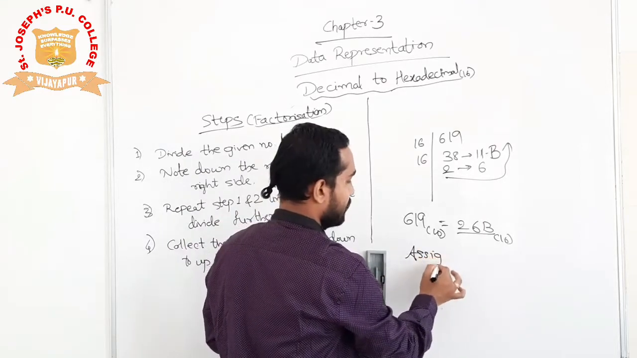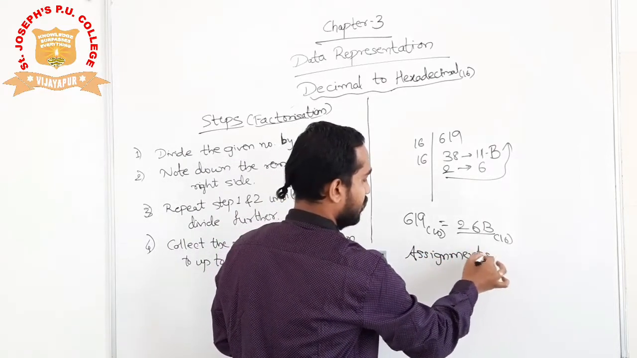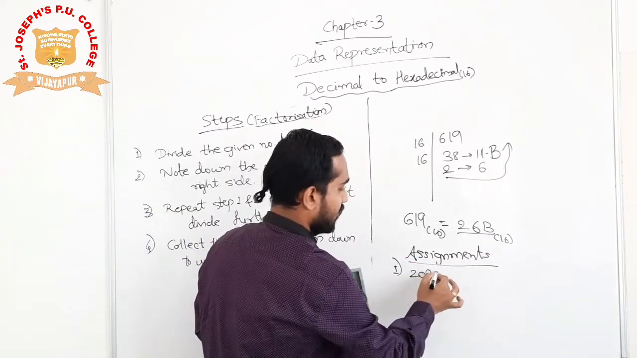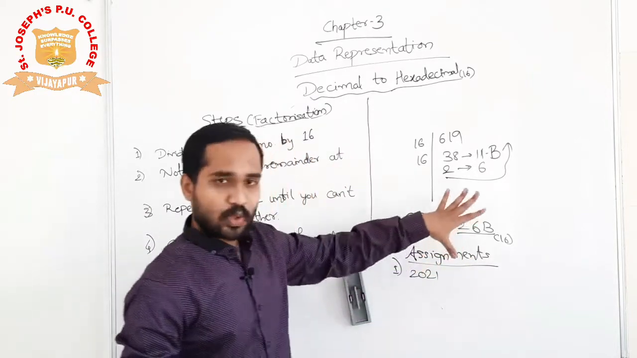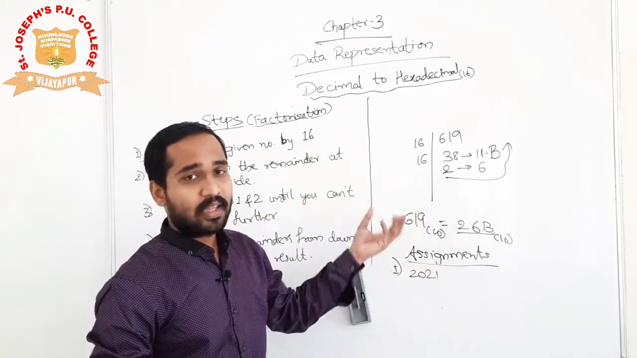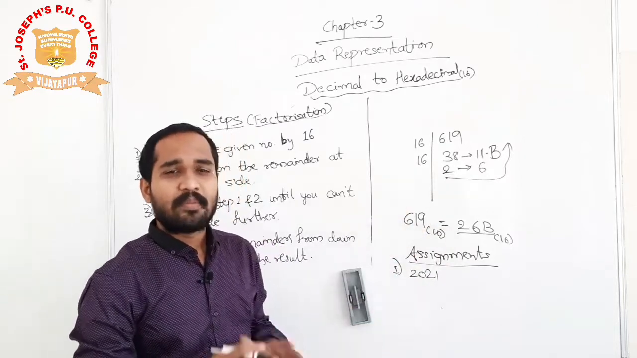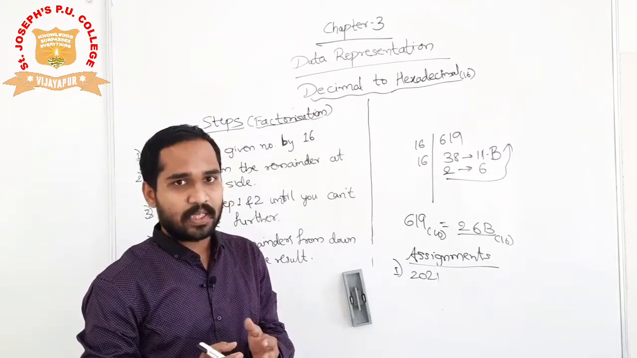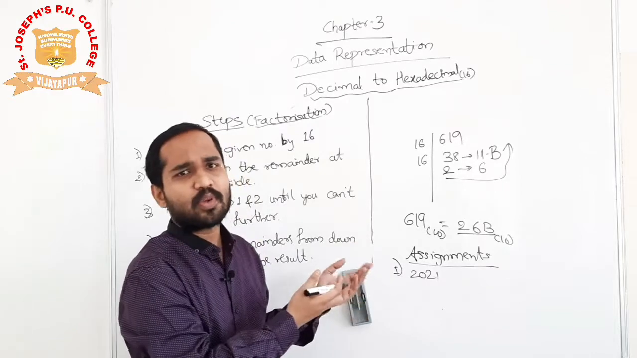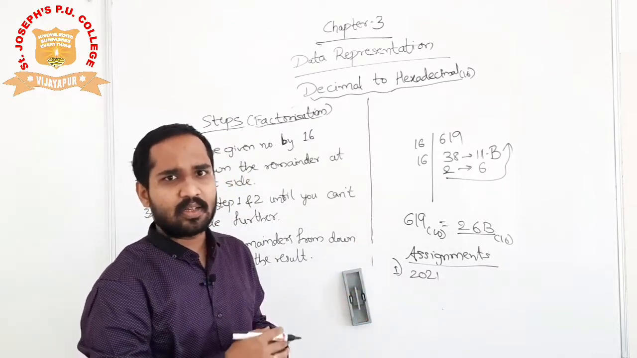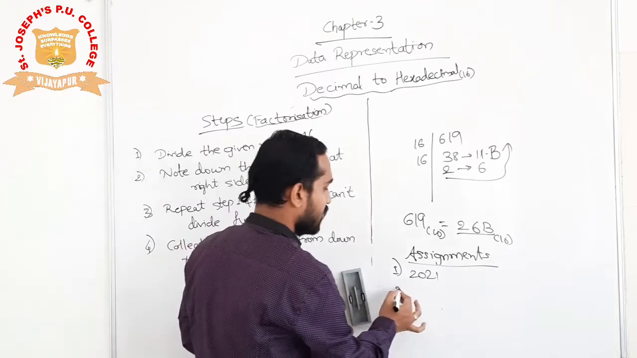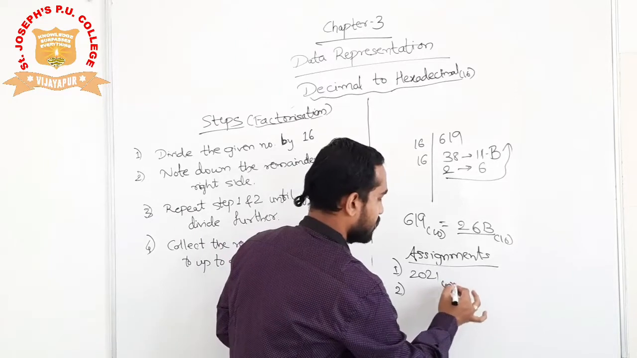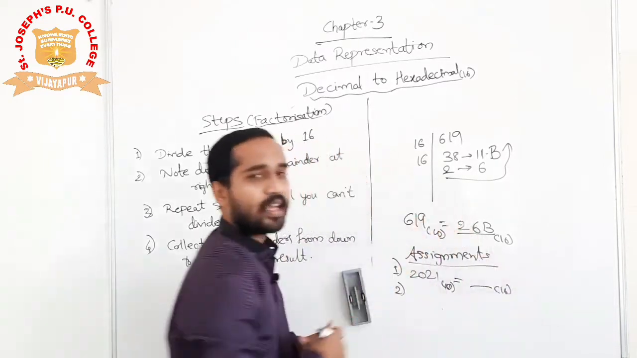So let us take some assignments then. Any number you want to give, you can take. Say 2021. See here, a decimal point also exists, that you have to multiply by 16 and get. But normally in our question papers that is not asked, so I am skipping the part, and you already know the procedure. 2021 is a decimal number that you have to convert into hexadecimal.